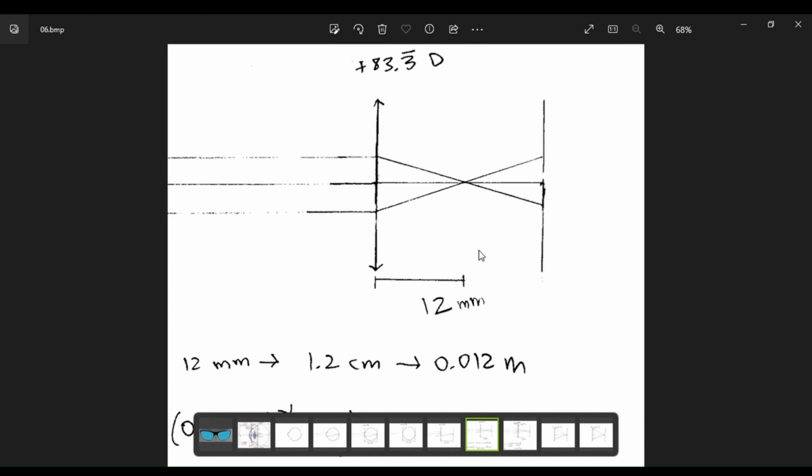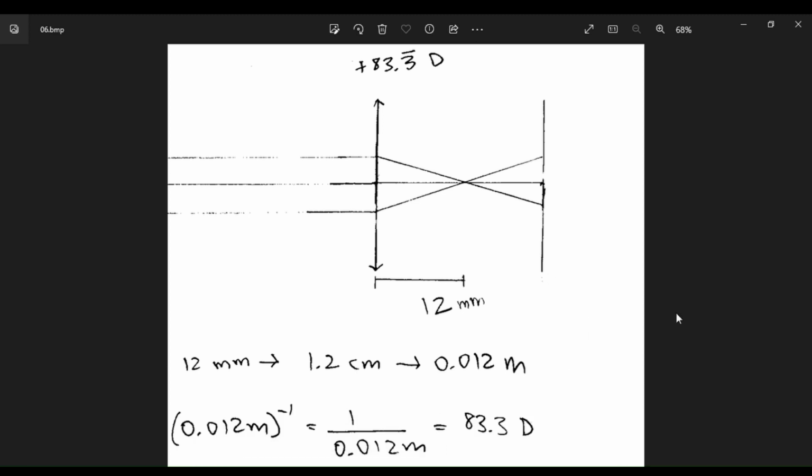In this example, we still have 24 millimeters from the screen to the front, but this light comes into focus at 12 millimeters. So we first want to convert 12 into meters. So that's 0.012 meters, and we take the reciprocal, or 1 over 0.012 meters. That equals positive 83.3 diopters. So the power of this eye is 83.3, but it's too strong. We need this to focus further back out here.